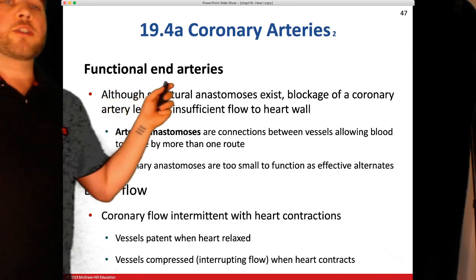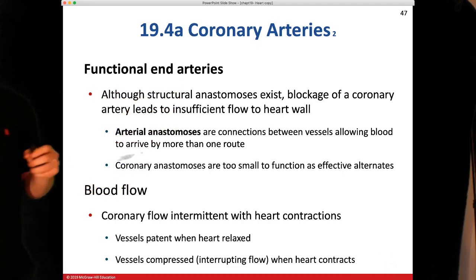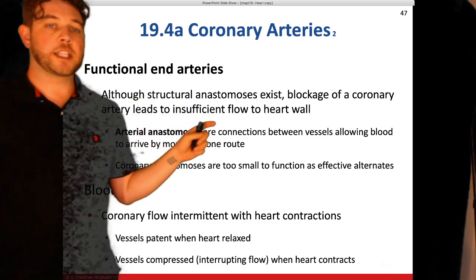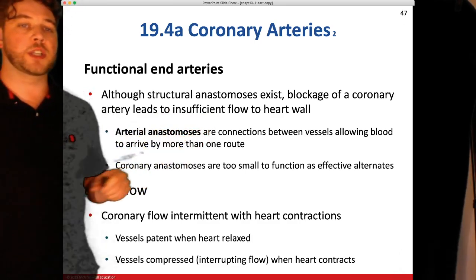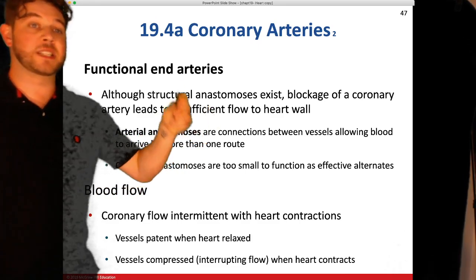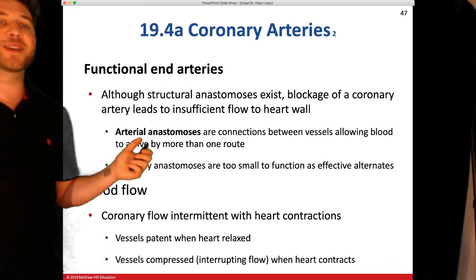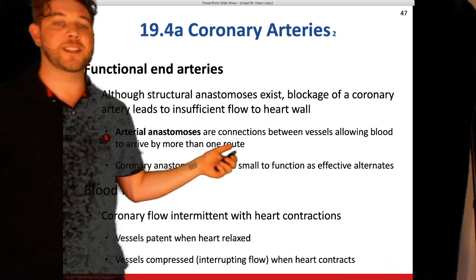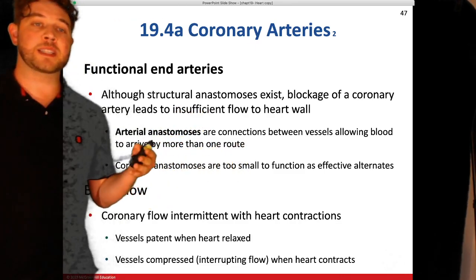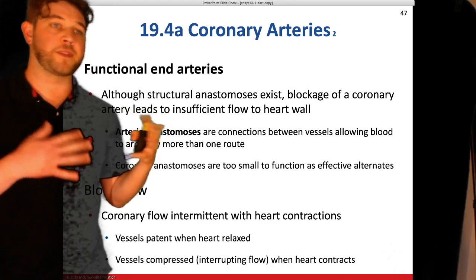All right, your coronary arteries are functional end arteries. So although structural anastomoses exist, I'll talk about that in a second, blockage of a coronary artery leads to insufficient flow to the heart wall. So an anastomosis, what is this even saying, right? An anastomosis is a connection between vessels allowing blood to arrive by more than one route. Essentially, this is a fail-safe.